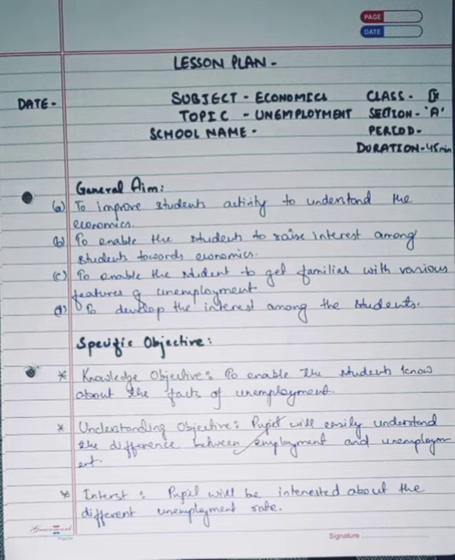As we know, we start the lesson plans with the date, subject, topic, school name, class, section, period, and duration. We should write the date on the left side of the page, and the class, section, period and duration also on the left side of the page. And the subject, topic and school name should be written in the middle section of the page.